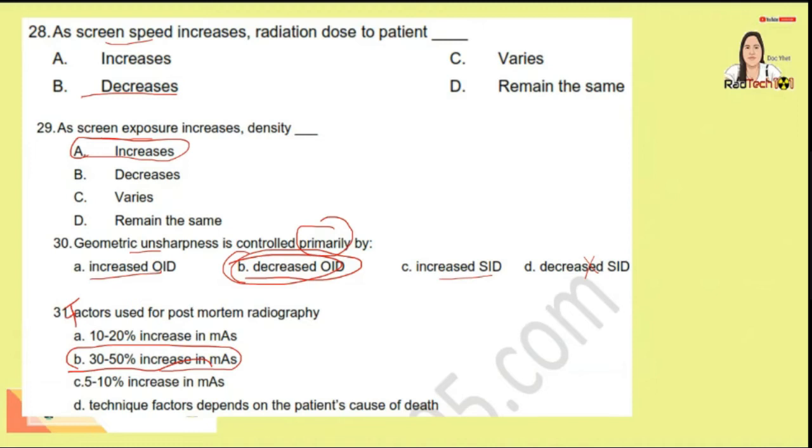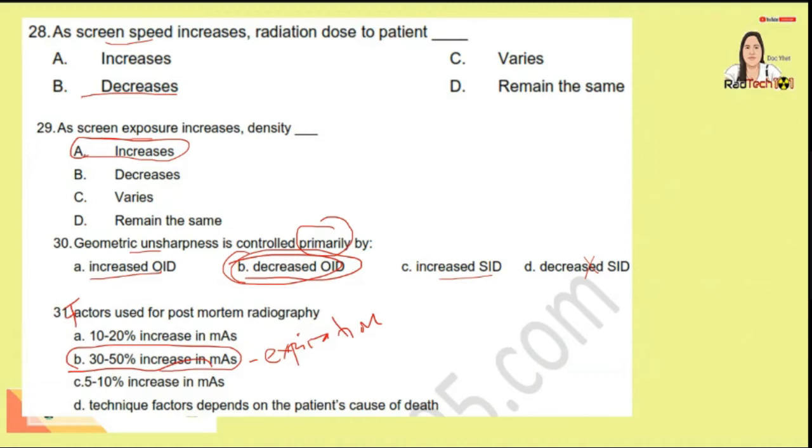So, we need to increase the MAS by at least 30-35% for expiration chest. Kasi hindi na makapag-inhale yung patient. So, expiration technique na siya. And the 30 or 35% increase sa normal natin na MAS is ina-apply kapag kamamatay lang ng patient or medyo mainit-init pa.